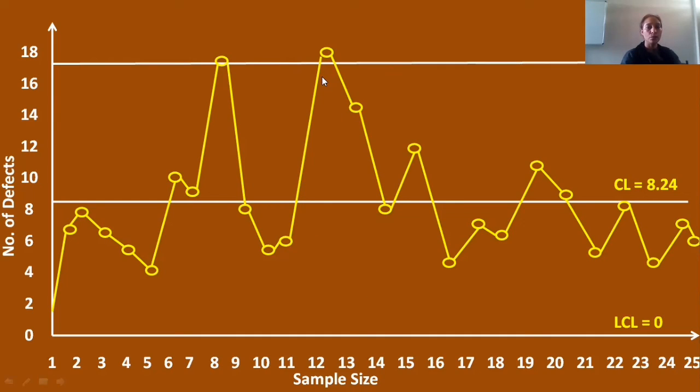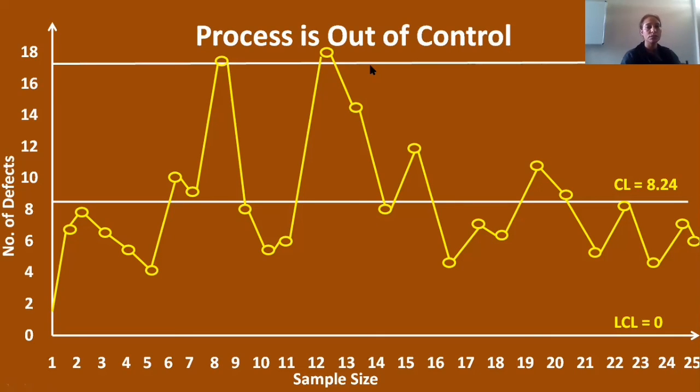So if the points are going above this particular upper control line, so in that case we can say that the process is out of control. Means if a single point is going above this particular line, in that case we can conclude this, that the process is out of control. So friends, this way we can understand, or we can identify whether the process is in control or out of control with the help of C chart.